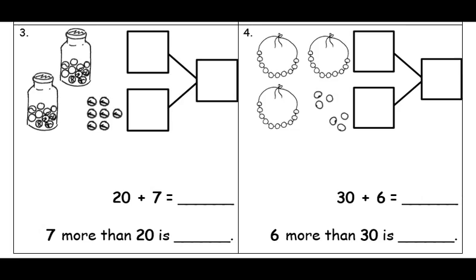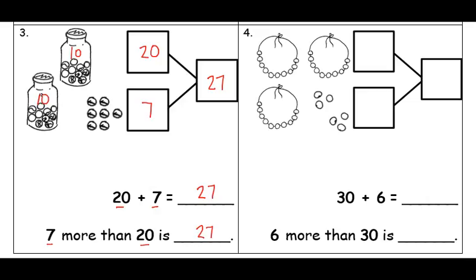We'll use a similar thought process for this section. I have some marbles in jars, so I have 10 marbles in 2 jars. That means 20 marbles altogether, and then I have 7 more marbles. I combine the two and I get 27 for my whole. The addition sentence for 27 would be 20 plus 7. 20 plus 7 equals 27. Now let's look at it in word form. 7 more than 20 is 27 means I'm adding 7 onto my 20 to get 27.